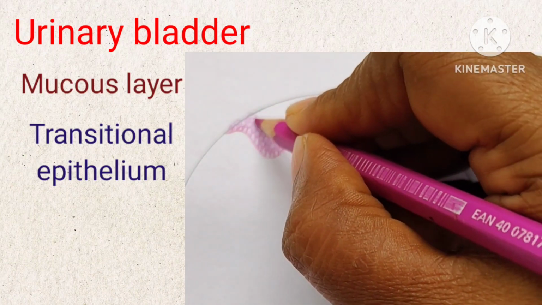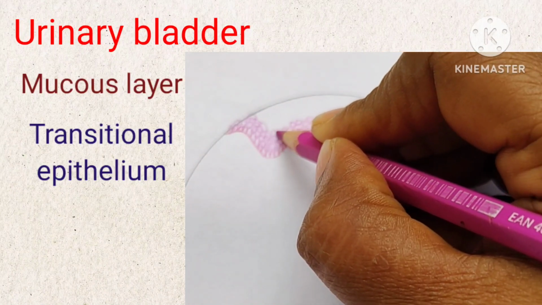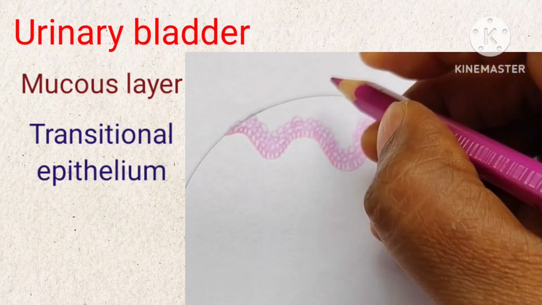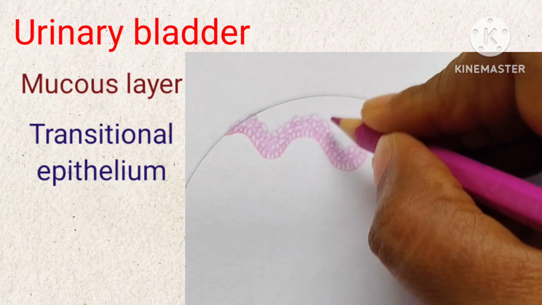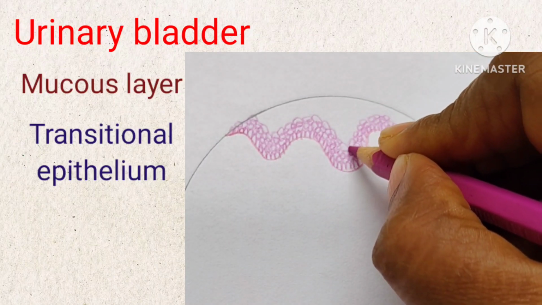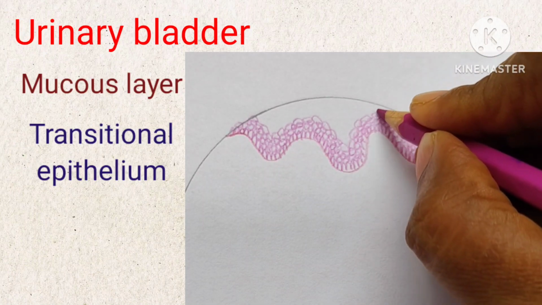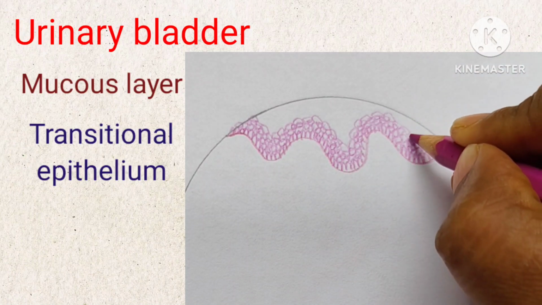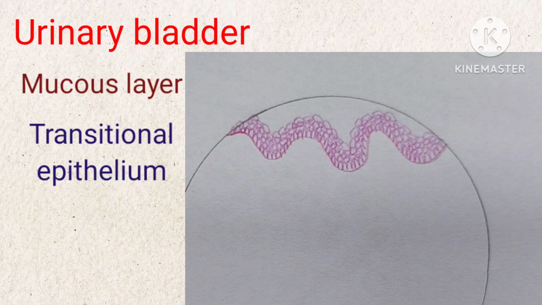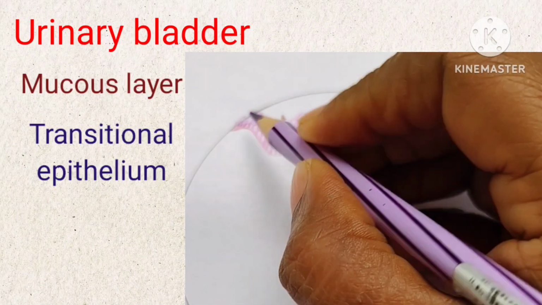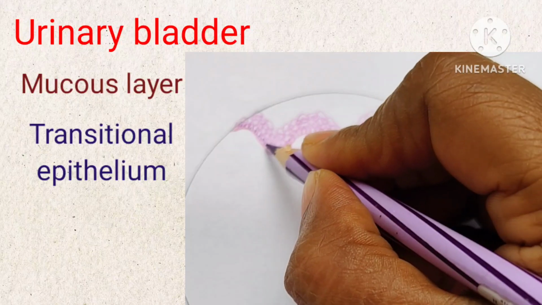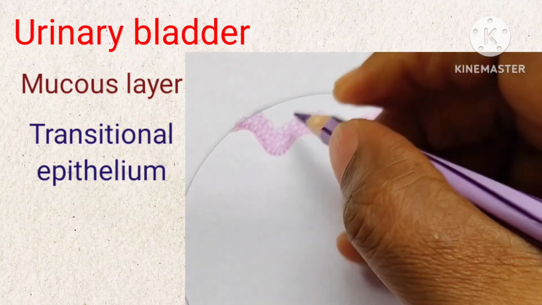So when the bladder is full or expands, the topmost umbrella-shaped cells will become flattened. So sometimes when bladder is empty, it looks like a cuboidal. When bladder is full, it looks flat. That's why the name transitional epithelium. So we'll write the basal columnar, then polygonal round nucleus.